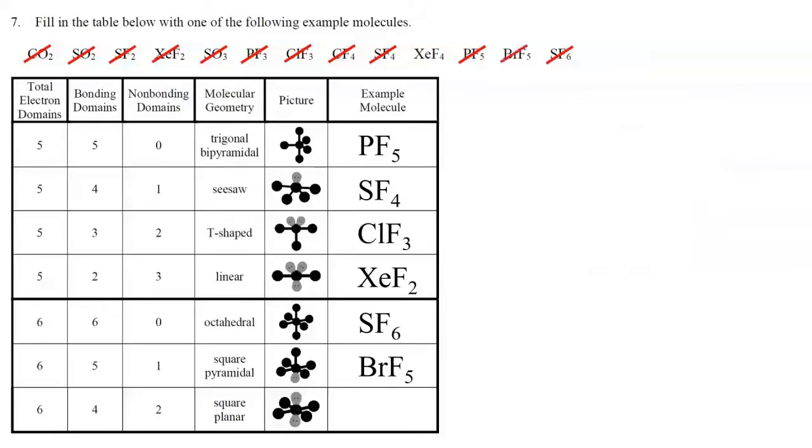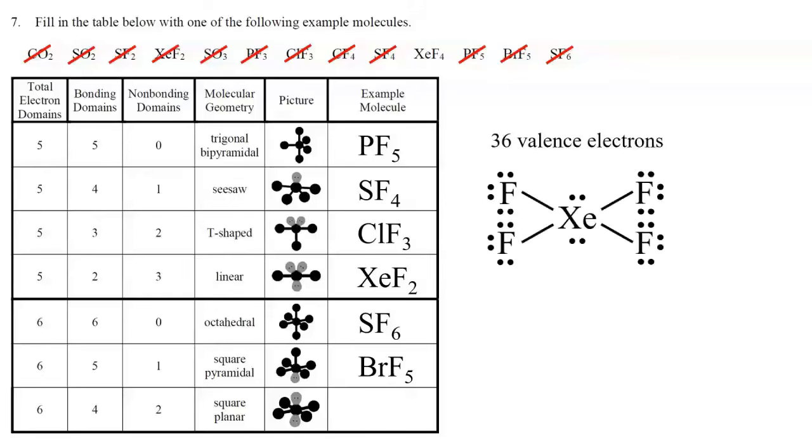And then finally, xenon tetrafluoride has 36 valence electrons. 4 times 8 is 32. So there are the 4 bonding domains. But now we have 4 electrons left over. So they're placed on the central atom in the form of 2 lone pairs. So the molecular geometry of xenon tetrafluoride is square planar.